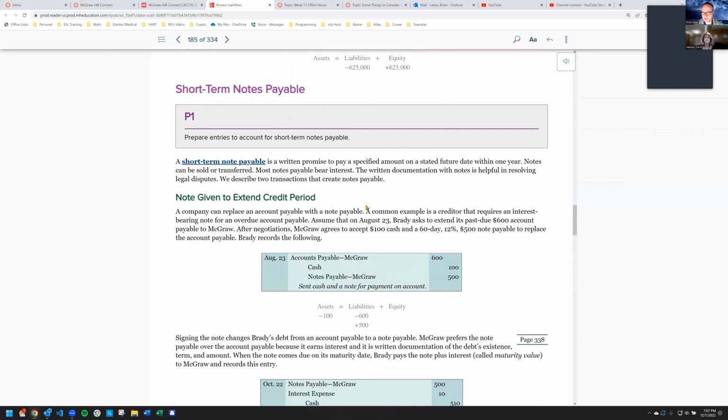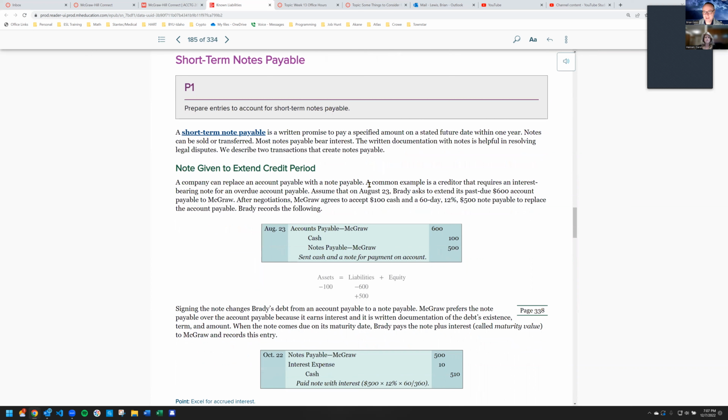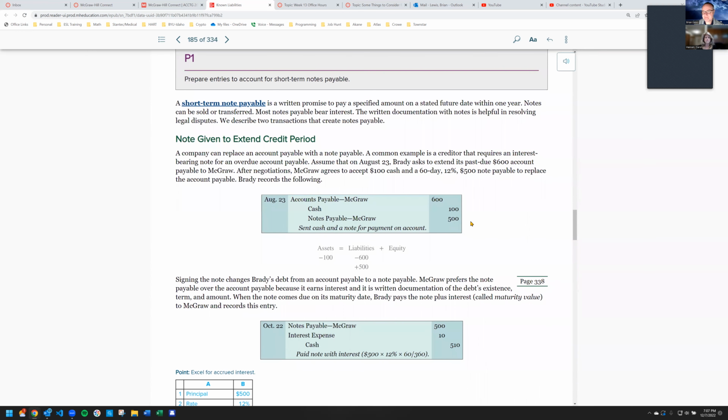Short-term notes payable, think of your mortgage, but a shorter term. Or like, think of something you buy, a big piece of furniture, and you put it on credit. It's a note that's due at some period of time, and there's an interest rate associated with it. So you just have to be able to calculate the interest rates and record that over that period of time.